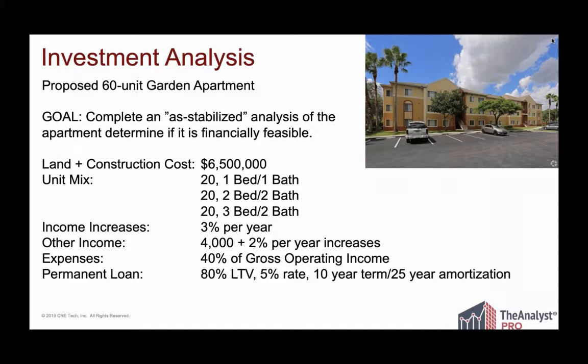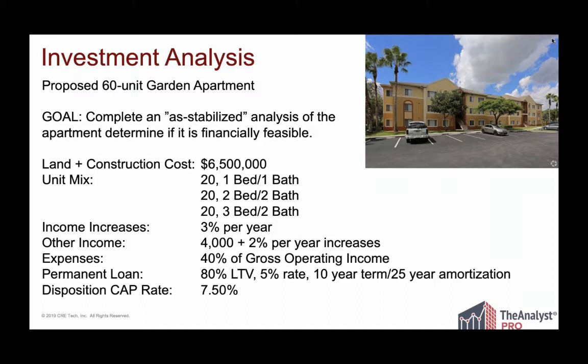And we're going to put a permanent loan on this property. We're going to do an 80% LTV, 5% interest rate, 10-year term, 25-year amortization loan to see if that's going to help increase our IRR, so we have positive leverage with an equity IRR being higher.